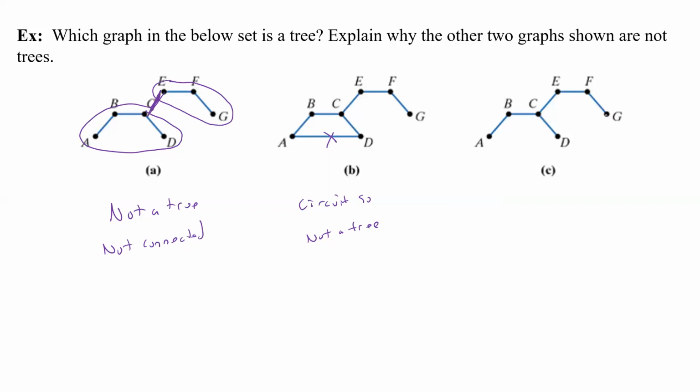Now, how about this one? Well, this one goes from any point to any other vertex, and this one would be a tree. Okay, so yes, that one is a tree. The other ones are not because one would be a circuit, and the other one was not connected. All right, so let's stop there and then we'll come back and talk about subgraphs.